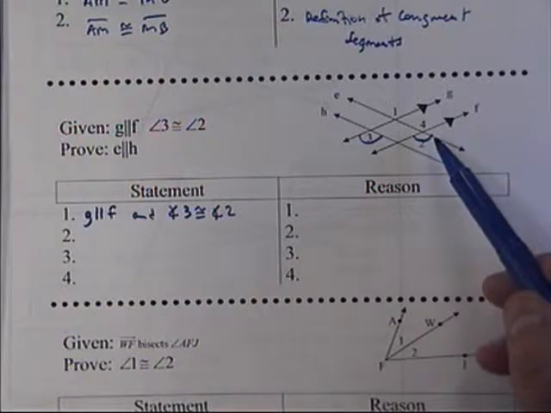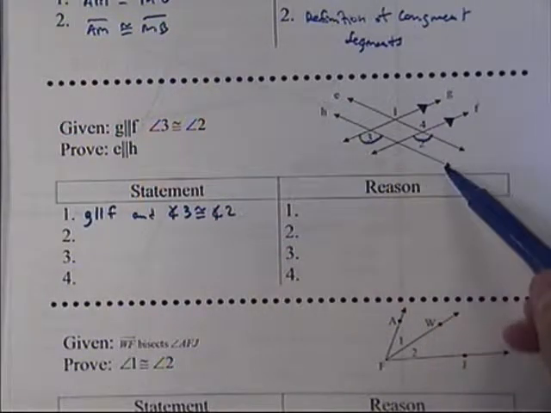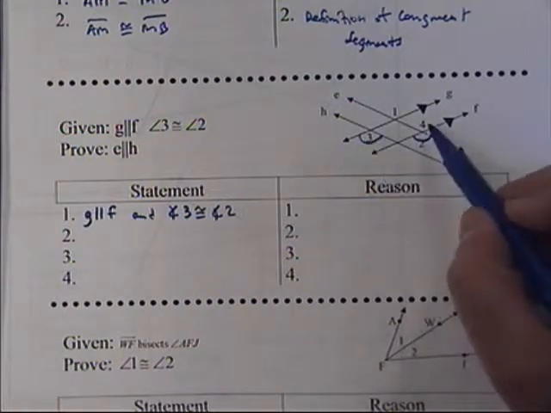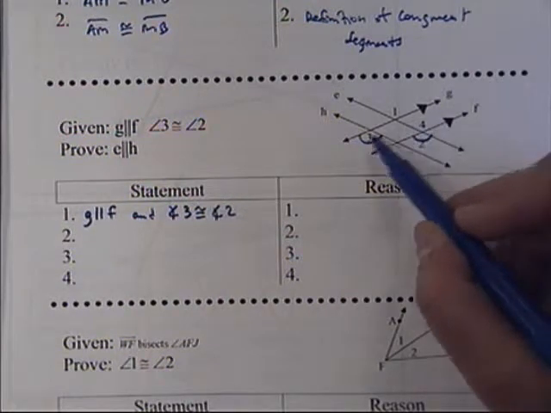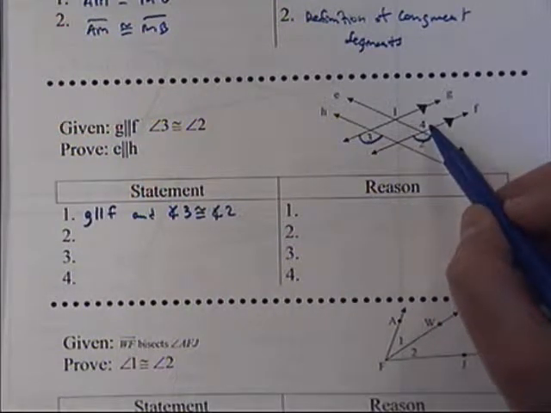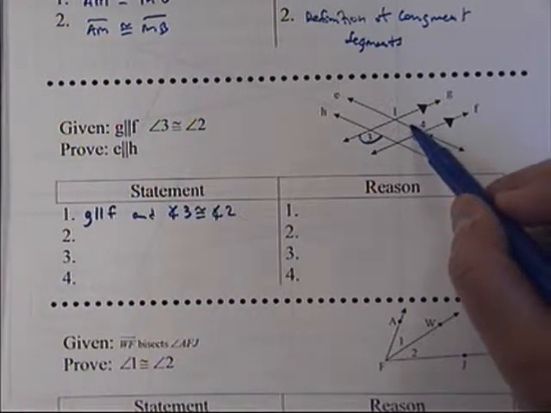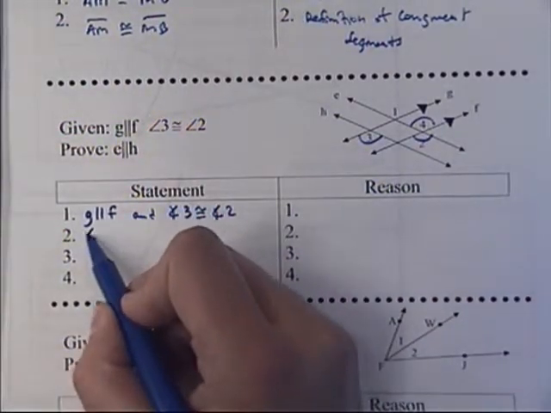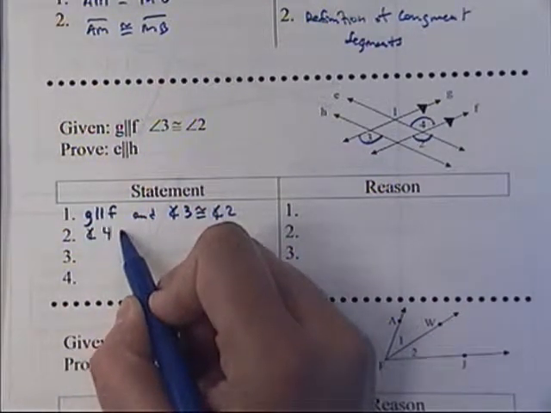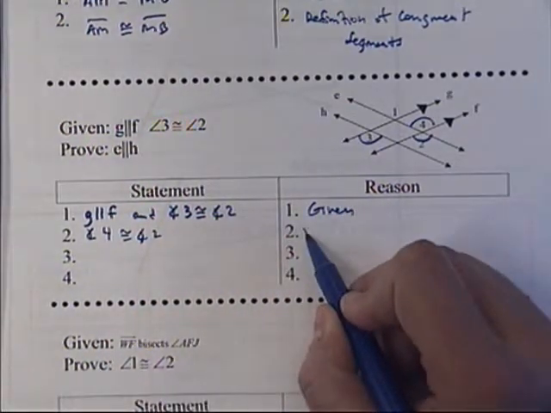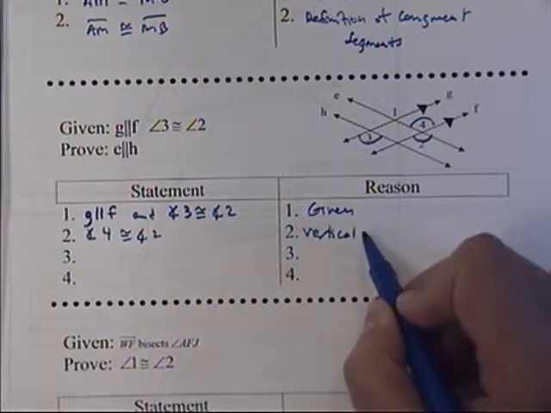Well, if we wanted to prove that those two lines are parallel, if we could prove that angle 3 and angle 4 are congruent, then those would be alternate exterior angles, and when those two are congruent, then the two lines E and H would have to be parallel. So I think that's where I'm going to go with this. I'm going to say that angles 2 and 4 are congruent because they're vertical angles. Angle 4 is congruent to angle 2 by the vertical angle congruence theorem.